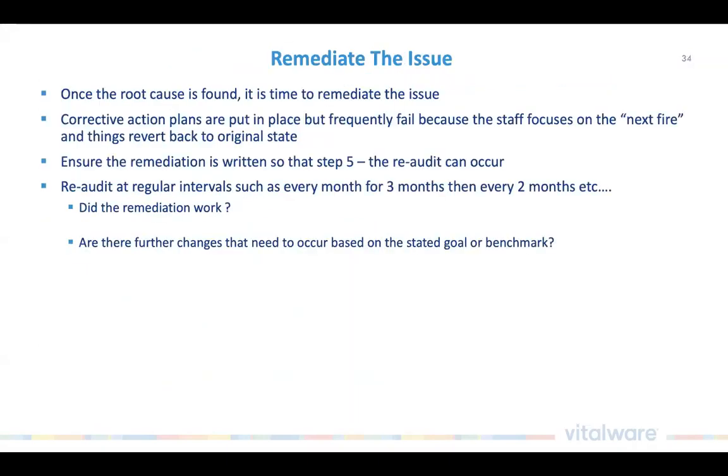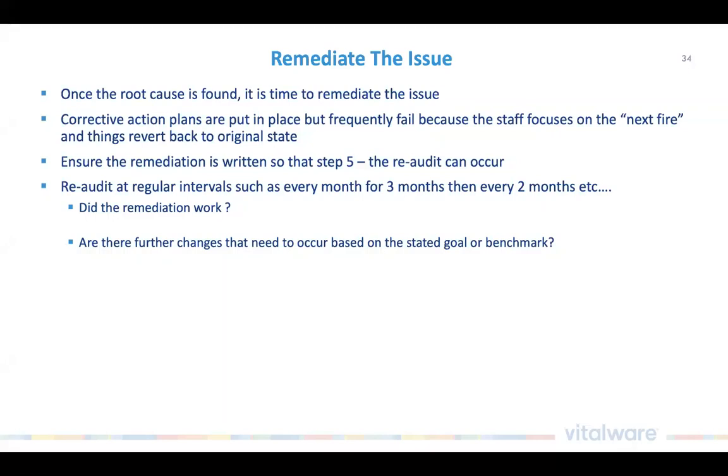So what you're going to do is remediate the issue. Once the root cause is found, you have to fix it. Corrective action plans are put in place, and they fail because the staff focuses on the next fire, and you forget to go back and see if it took. Ensure the remediation is written so that step 5 is easily documented. There's a time and a place to do it, and regular audits every 3 months or every 2 months to see if it worked and if you need different changes.